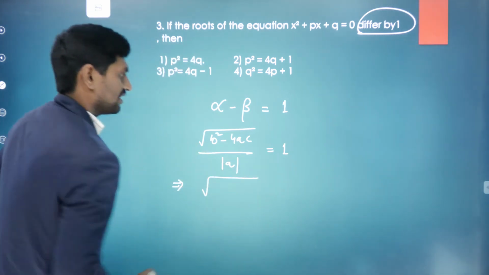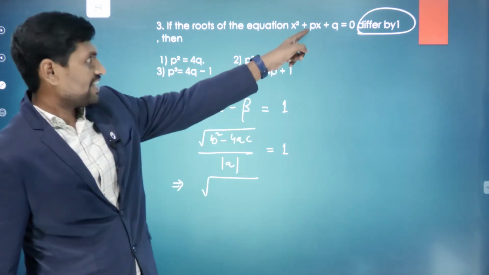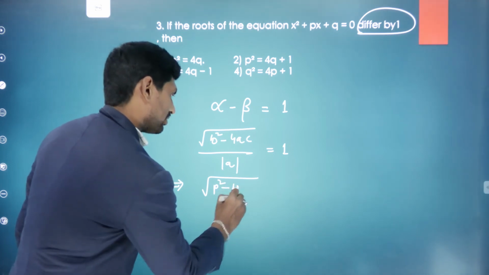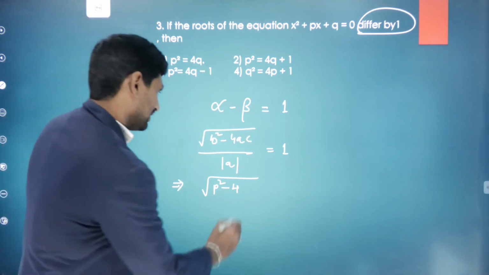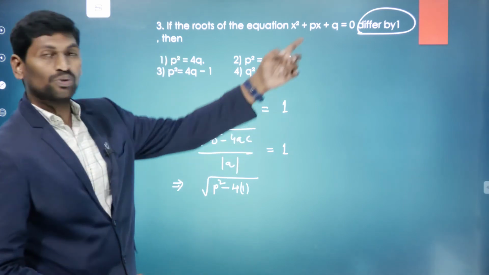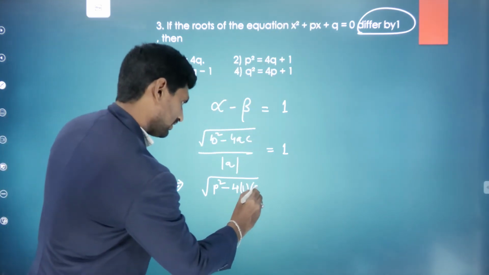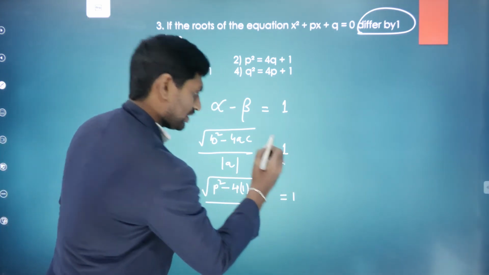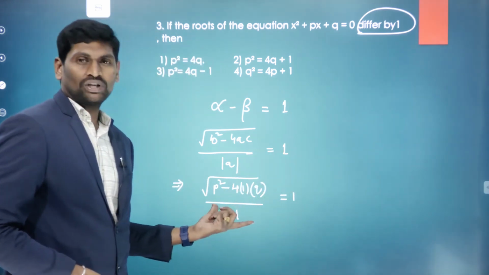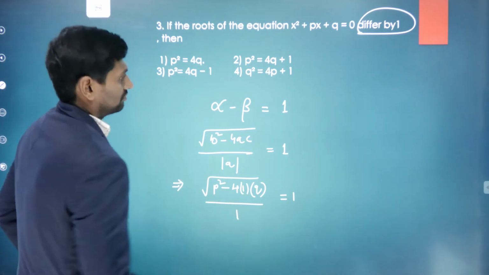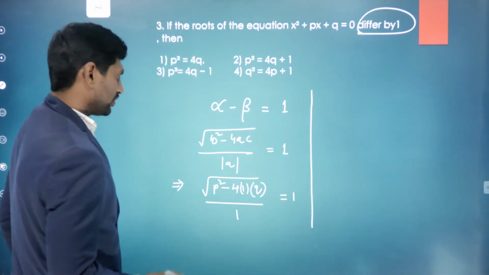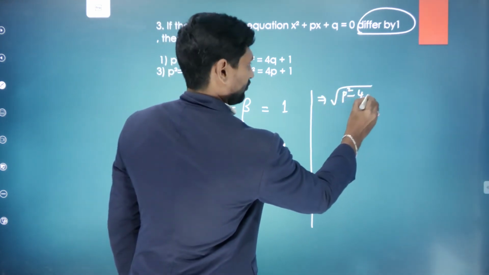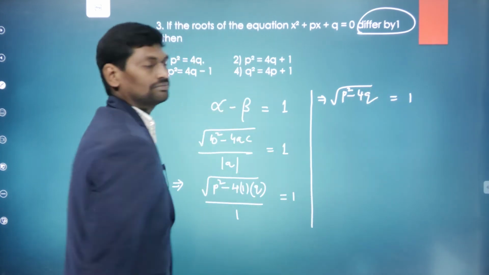So, root over b square, value how much? B value is nothing but p. So p square minus 4, a value 1 and c value is q, by modulus of a, which means 1 only. That is equal to 1. So the denominator 1 is there, so the numerator will not be affected. We can remove it directly. So root over p square minus 4q is equal to 1.